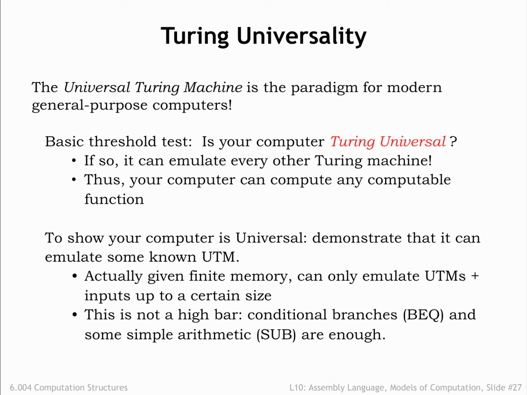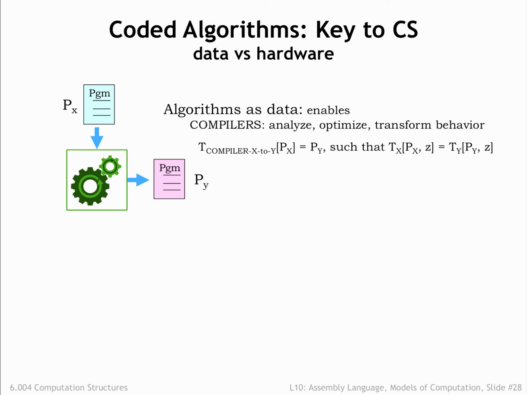The finite memory on actual computers will mean we can only emulate universal Turing machine operations on inputs up to a certain size, but within this limitation we can show our computer can perform any computation that fits into memory. As it turns out, this is not a high bar, so long as the ISA has conditional branches and some simple arithmetic, it will be Turing universal. This notion of encoding a program in a way that allows it to be data to some other program is a key idea in computer science.